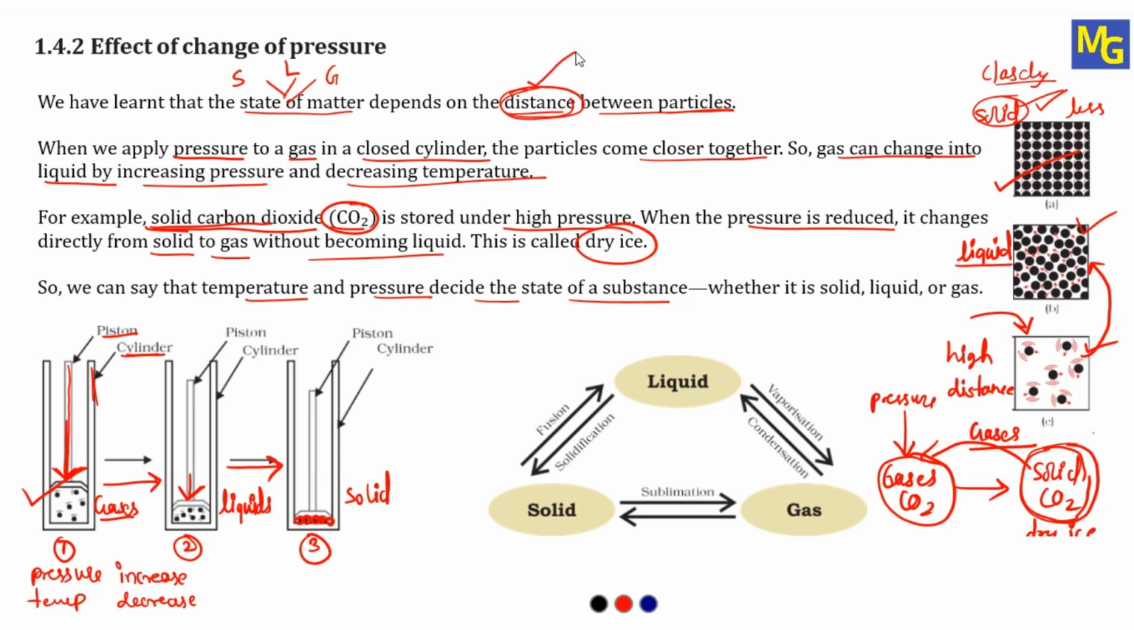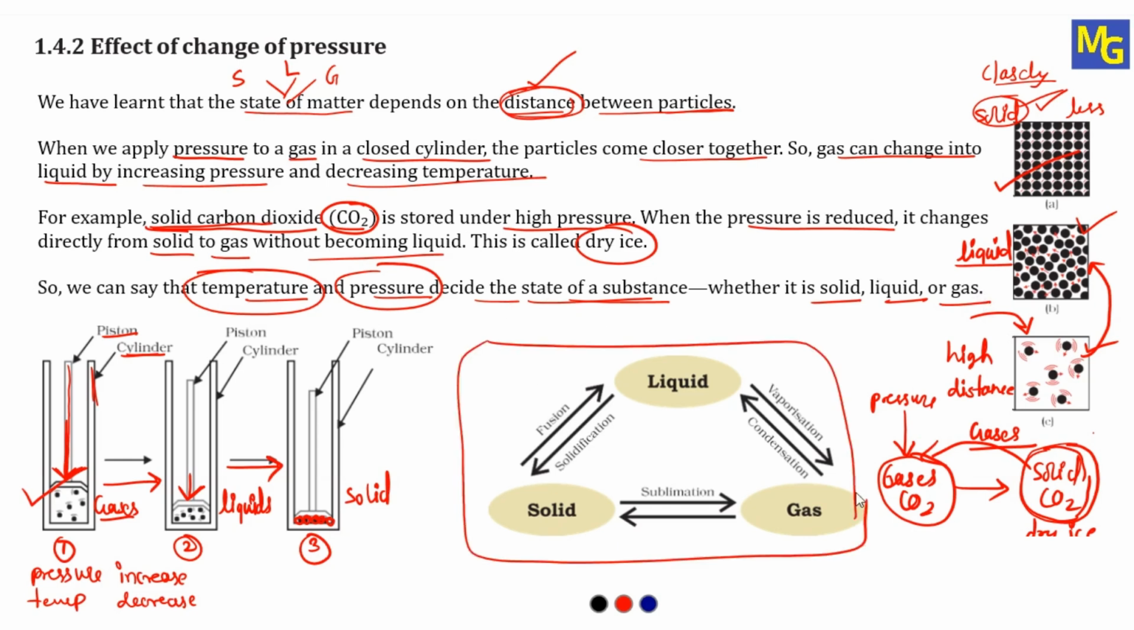We have already understood that temperature and pressure can decide the state of a substance, whether it should be solid, liquid or gaseous. So I hope you understood this. This diagram you can also see, I have taken it from your NCERT book. So here it is solid, here it is liquid, and this is gas.